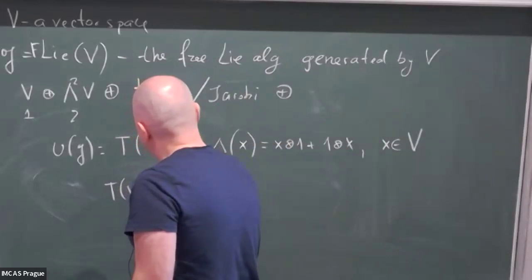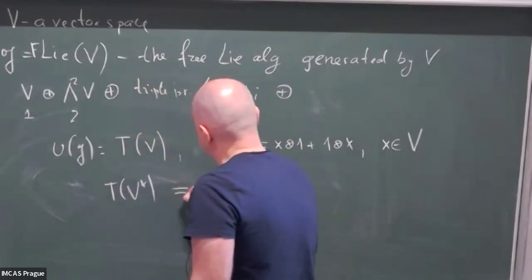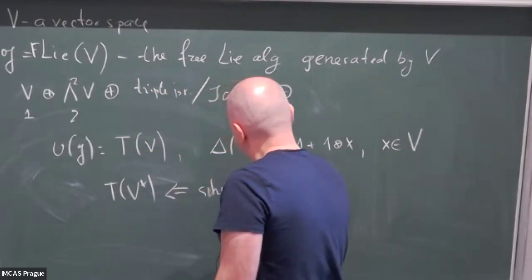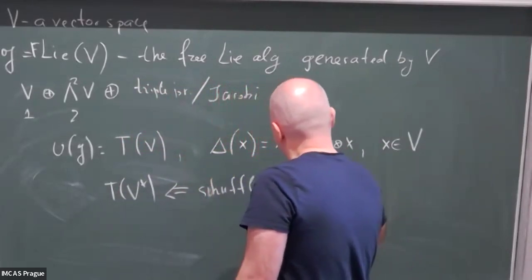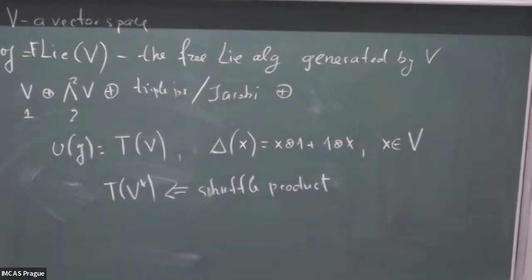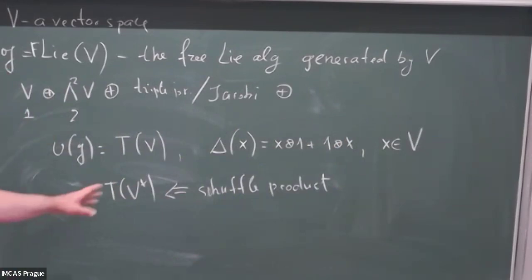So TV star gives a shuffle product. Actually, it's a very interesting object which is related to many things, for instance, to iterated integrals and to other well-studied objects.